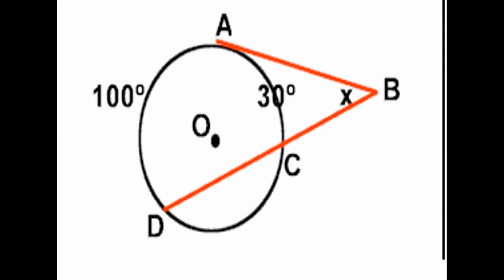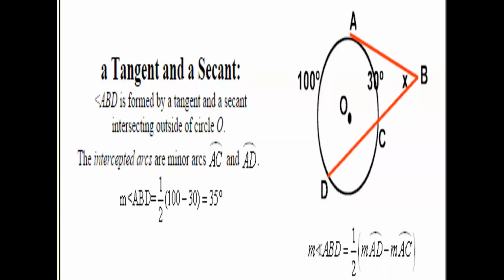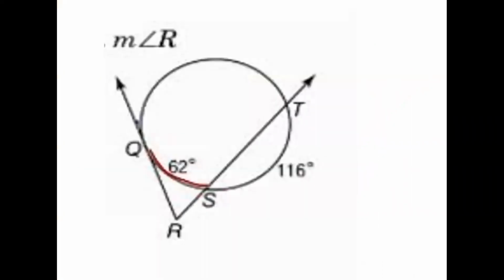So same process will happen. All you have to do is to subtract the smaller arc from the larger arc, then multiply by 1/2 or simply divided by 2. Then you will have the measurement of your angle. So that will be 100 minus 30, that will be 70, divided by 2 or times 1/2, that will be 35. Clear po tayo doon? Yes po. Okay po. So let's have an example.